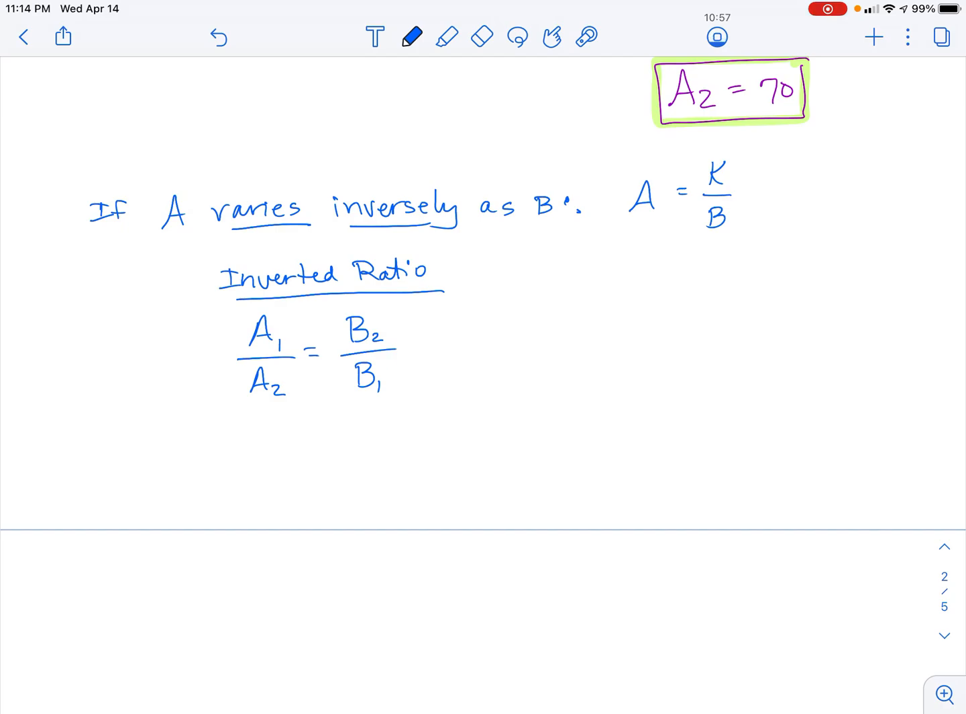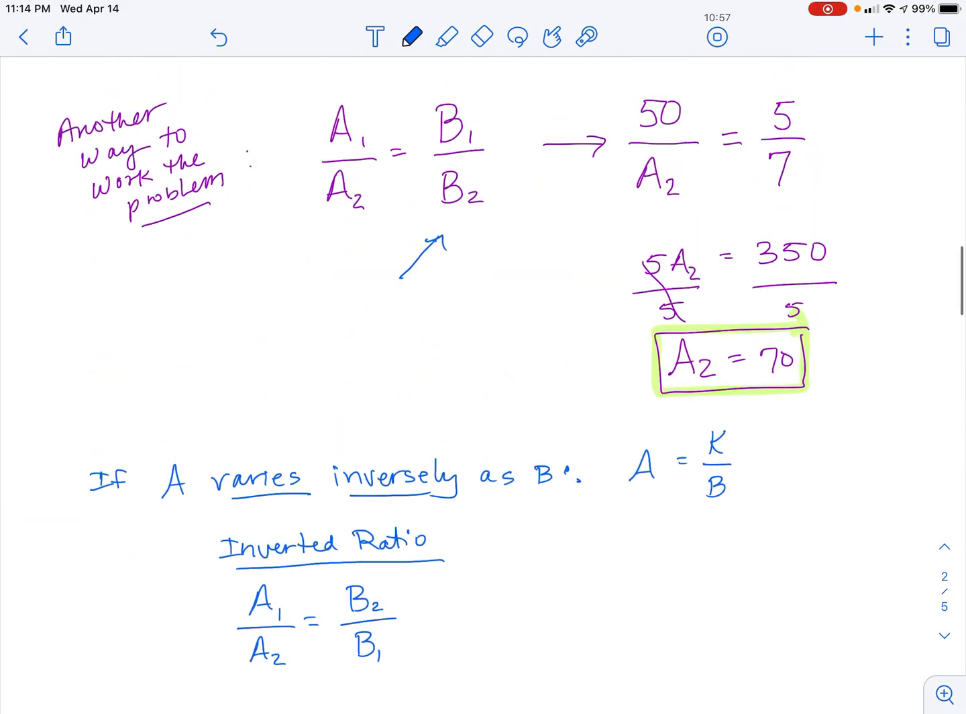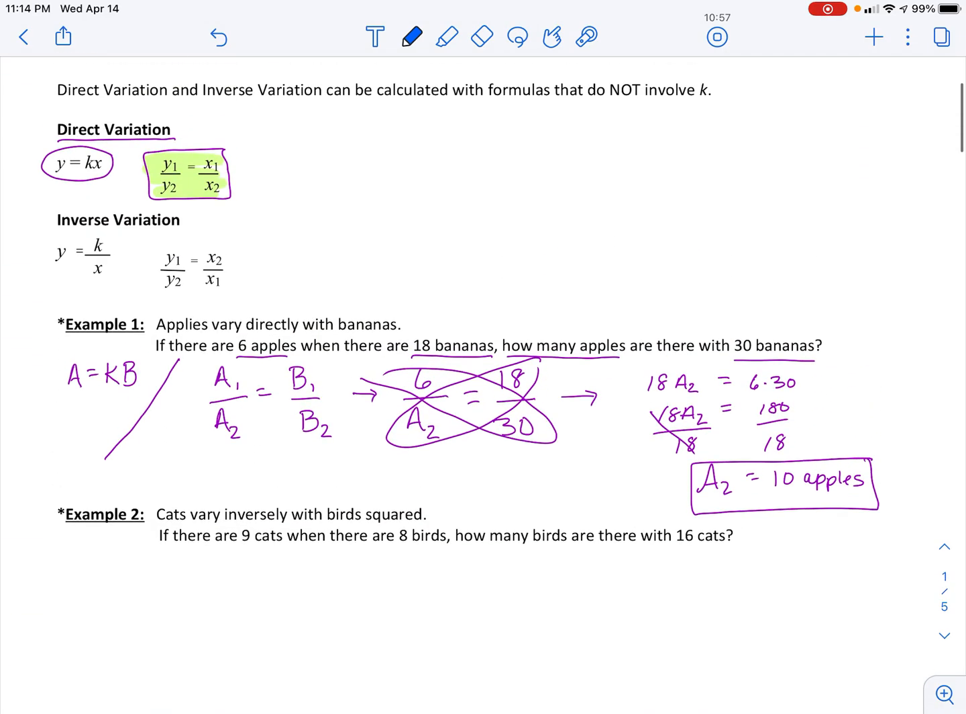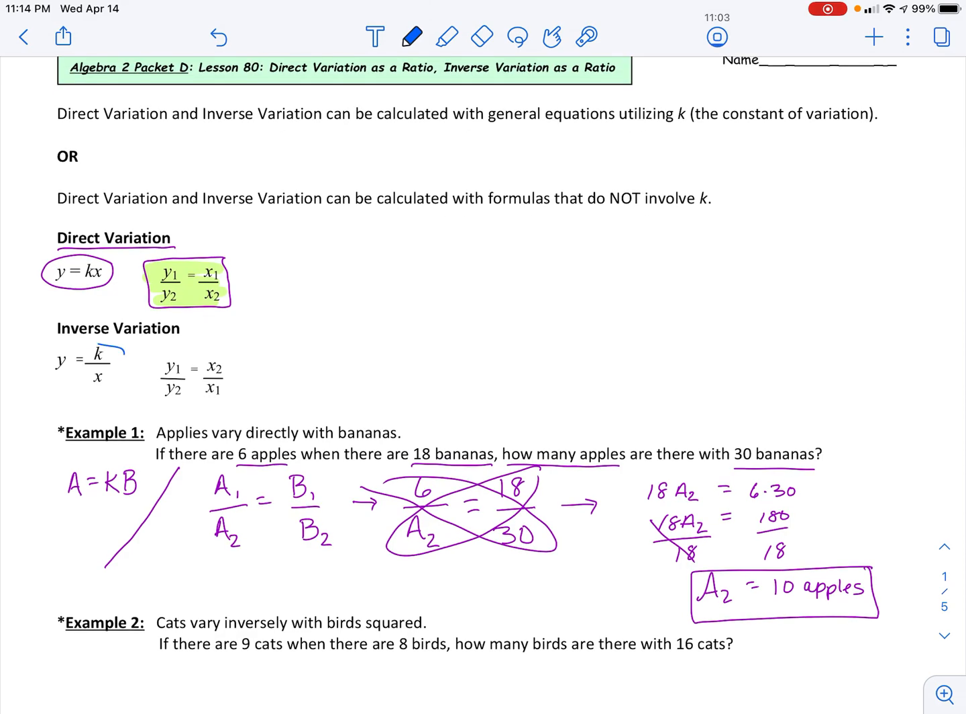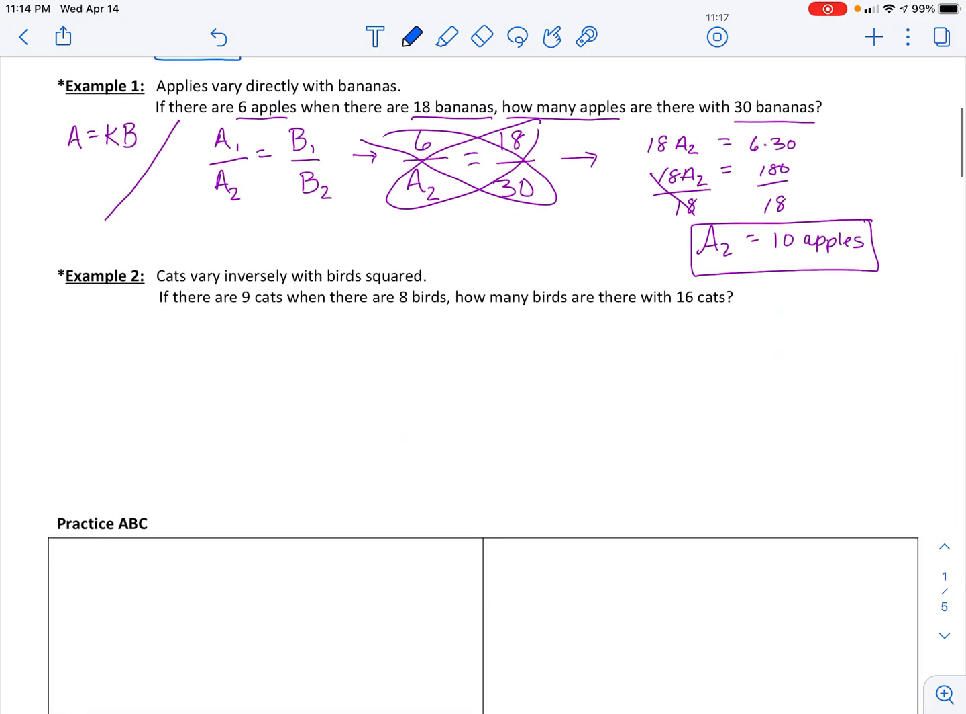All right, so if you'll notice up here in your packet, right here, this was what we have been using for inverse variation. Today, it's going to be this, where the difference between this one up here and this one down here is just the second ratio is flipped. It's the inverse. Okay, now let's look at example 2 here in our packet.